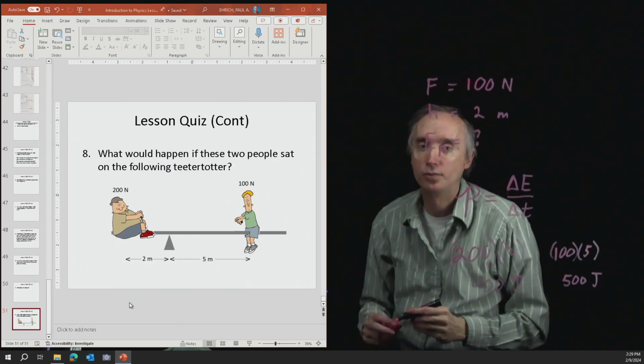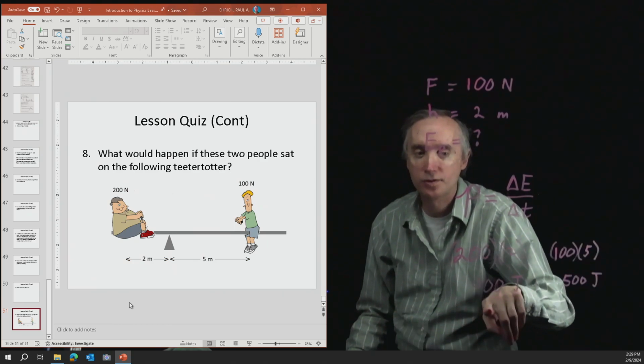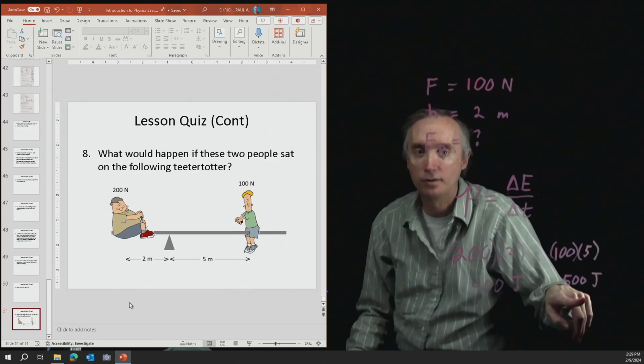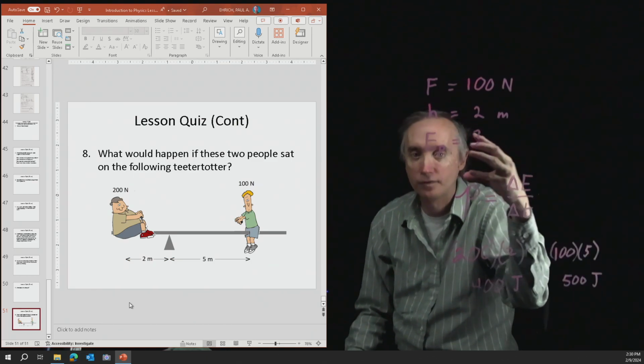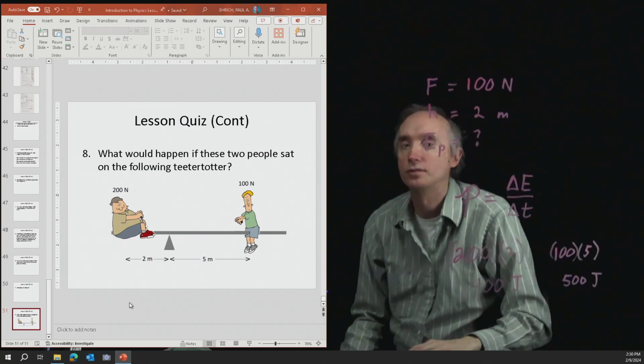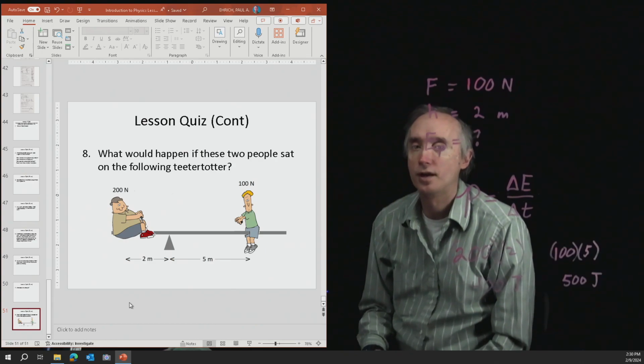So in order to put it into equilibrium and then be able to say that F times r equals F times r, the person that's on this side over here is going to have to move in a little bit closer. And you could calculate that. So you could calculate how close that person would have to be in order to do that.